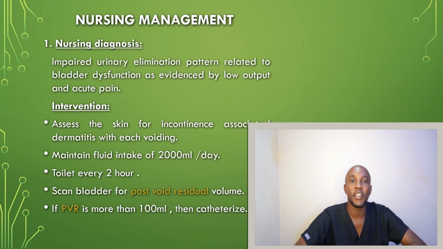Encouraging the patient to toilet every 2 hours. We can also do a scan of the bladder for post-void residual volume. And if PVR is more than 100 ml, we can catheterize the patient.